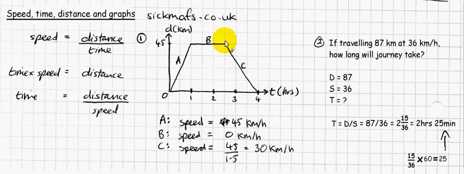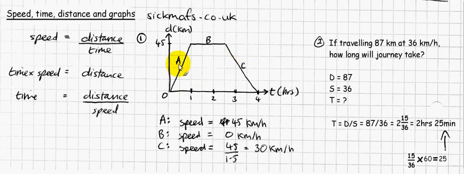And how long did it take me to go back? Well, that's 2:30 to 4 o'clock, so there's 1.5 hours to go back, but travelling the same distance, 45 kilometers back. So that's what's happening in this graph. But we can actually calculate a few things like the speed. Let's work out the speed at each of these points.